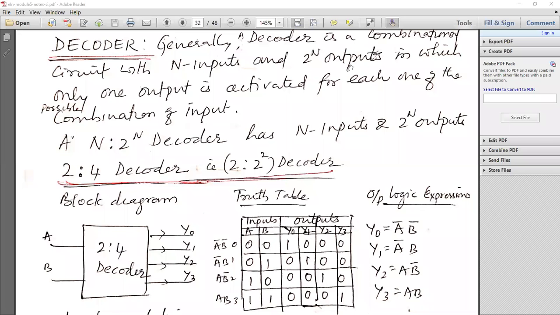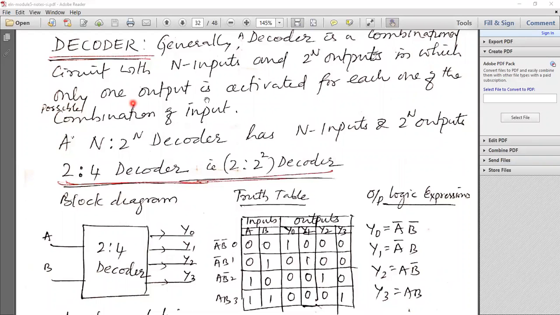So today's class will discuss the decoder. Basically, a decoder is a combinational circuit with n number of inputs and 2 raised to n number of outputs. Suppose I am giving two inputs, I'll be getting 2 raised to 2, that is 2 power 2, number of outputs. If two inputs are there, that means the outputs I'll be deriving are 4.